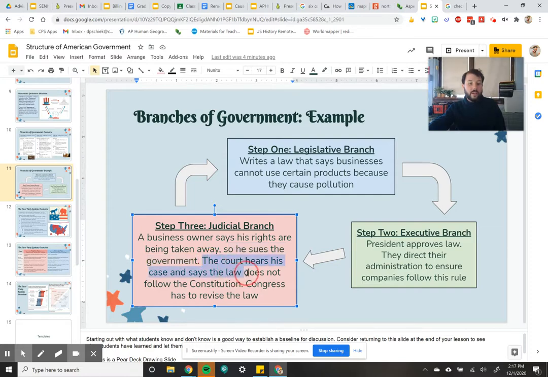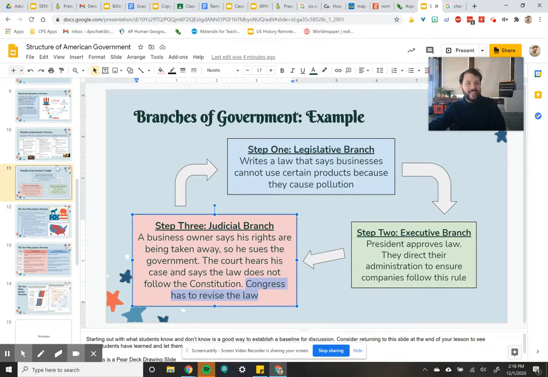Let's say the court hears his case and they say that the law does not follow the Constitution. They say, this law takes away this person's freedom of who knows what, violates some right in the Constitution. So then it goes back to Congress. We can see this arrow is going to go back to Congress and they have to rewrite that law in a way that's going to follow the Constitution.